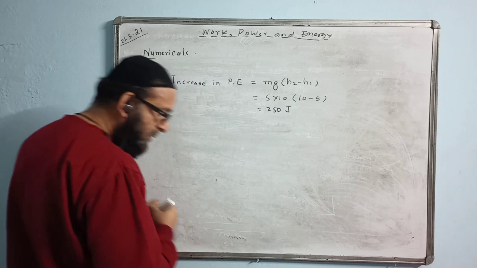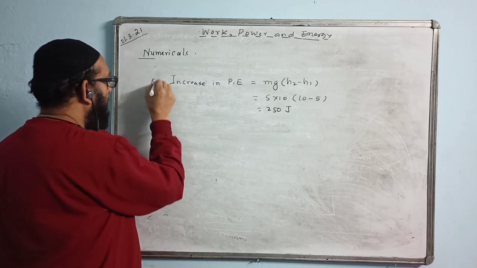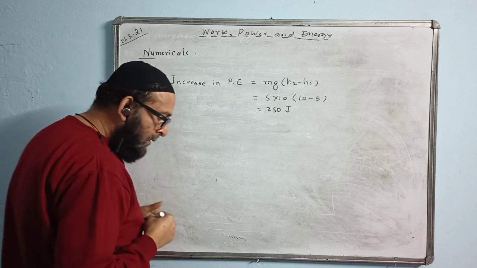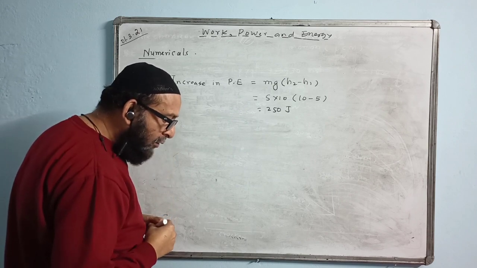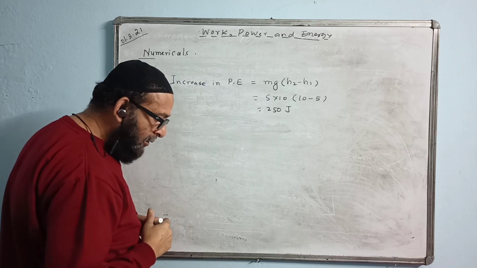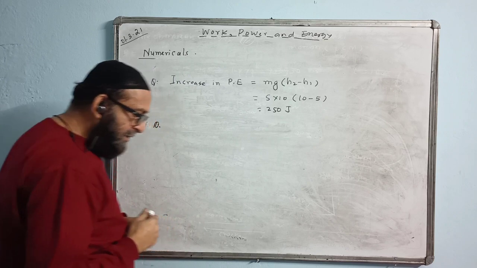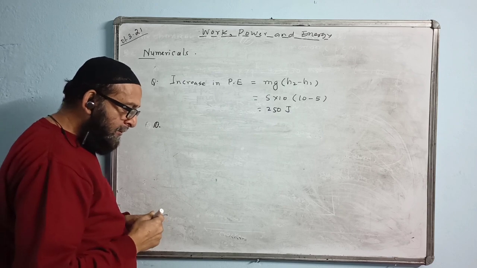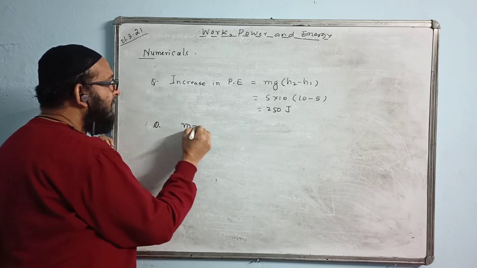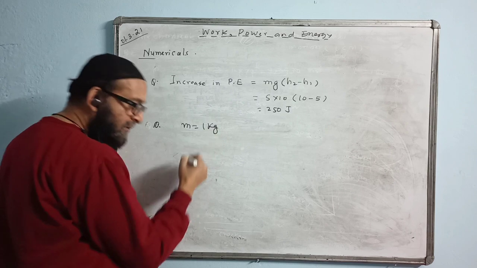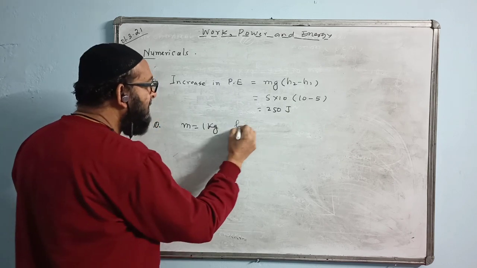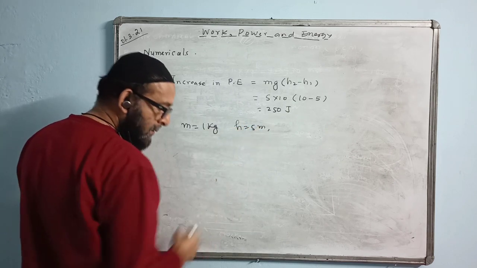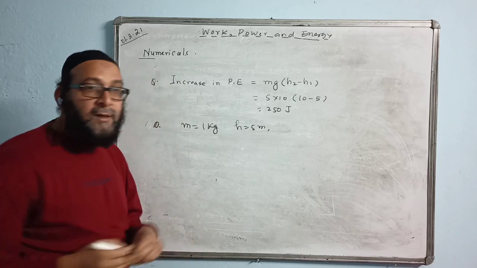Next question says a body of mass 1 kg falls from a height of 5 meter. How much energy does it possess at any instant? Take g equal to 9.8 meter per second squared. Mass of the body is given as 1 kg and it's falling from a height of 5 meter. h is equal to 5 meter. How much energy will it possess?